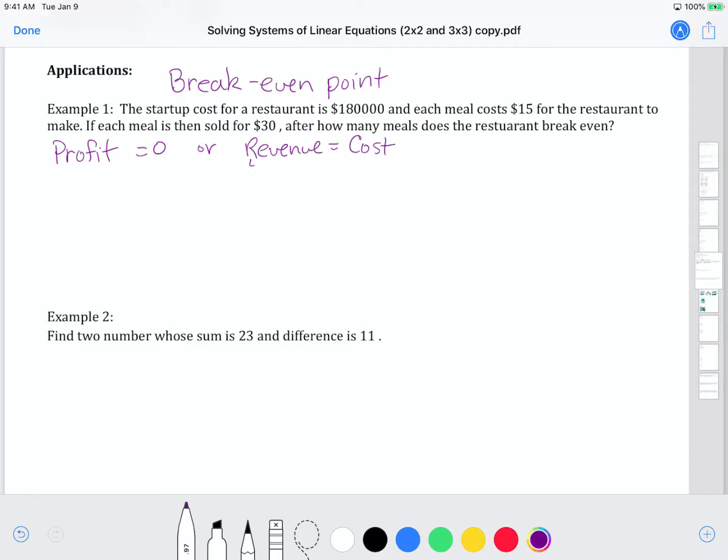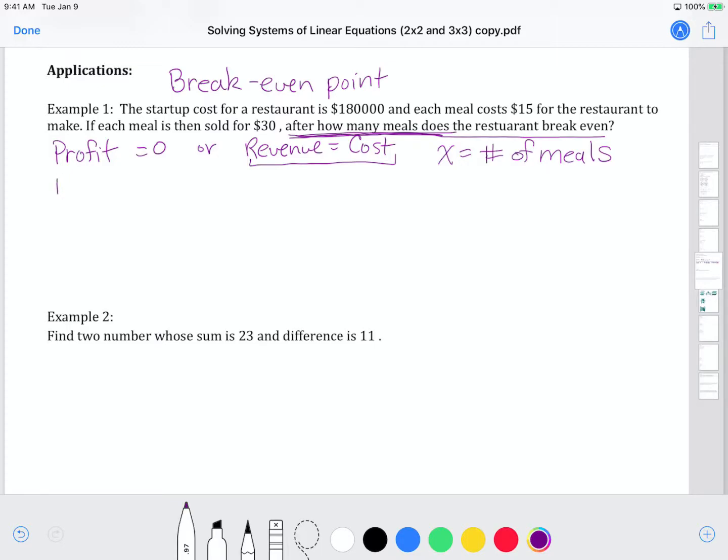Then what we'll do is we'll use the substitution method to set them equal to each other and then solve for your variable. In this case, the question is asking, after how many meals does the restaurant break even? Whatever they're asking you to find, that's what you want to set equal to your variable. So my variable x is going to be the number of meals.